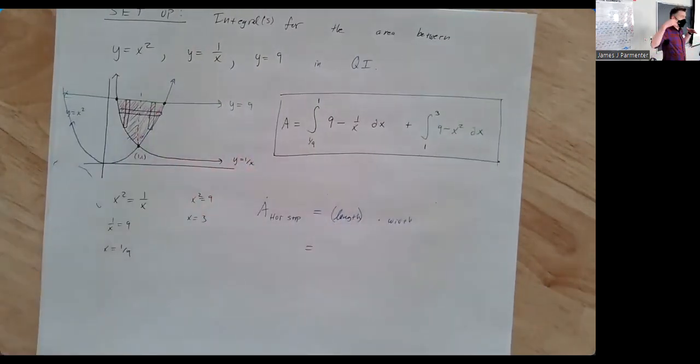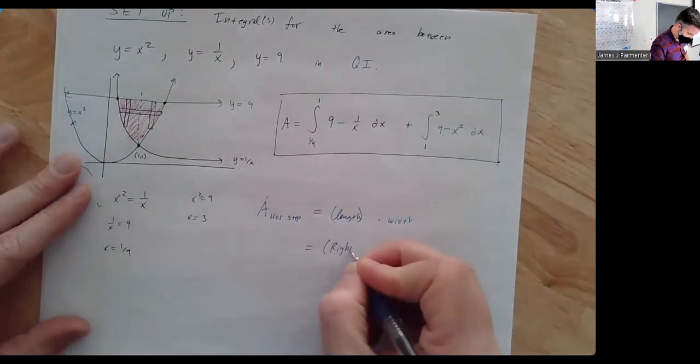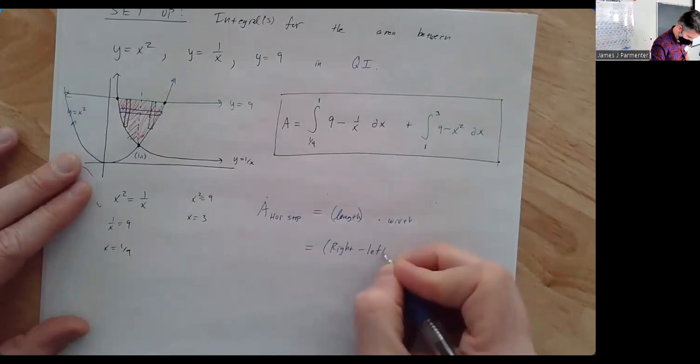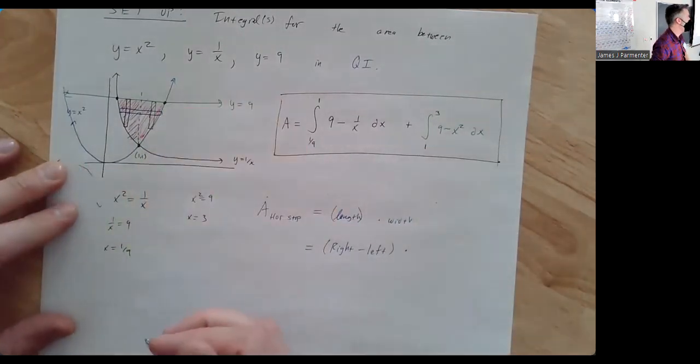So if it's a vertical strip, it's always top minus bottom. It's bigger y value minus smaller y value to get something that's positive. If it's a horizontal cross section, it's right minus left. Bigger x value minus smaller x value. So for horizontal strips, we do right minus left instead of top minus bottom. And the width of our strip is a small change in y.